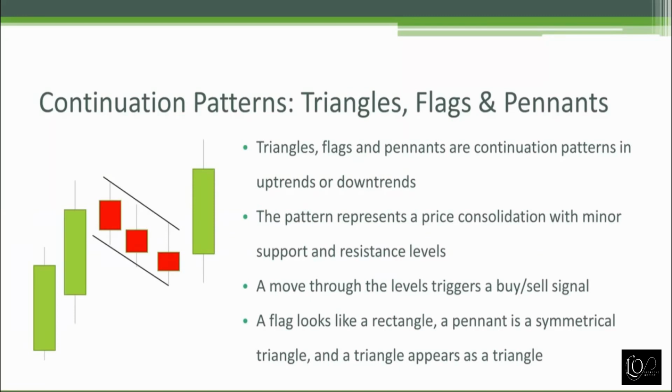Triangles, flags, and pennants are continuation patterns in either an uptrend or a downtrend. Our graph to the left shows a flag continuation pattern in a bullish uptrend. The pattern represents a price consolidation with minor support and resistance levels. We can use these support and resistance levels as buy signals in the trend.